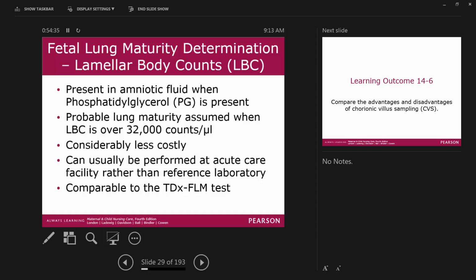But usually they've already given it. So if it's a patient that surprised them, and now they're doing a lung maturity and they get a baby that doesn't have mature lungs, and it's one that they do want to get delivered as soon as possible, they'll take 24 hours and they'll do the steroids. All right, and I've not worked with any physicians that have used the lamellar body counts. But anyways, if the count is over 32,000, then they're going to assume they have lung maturity.